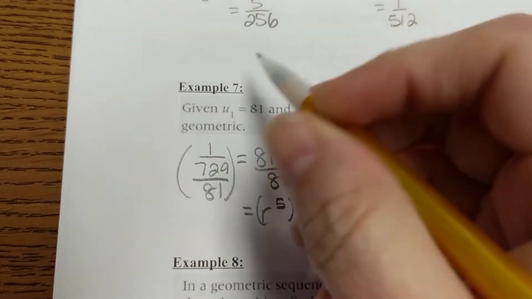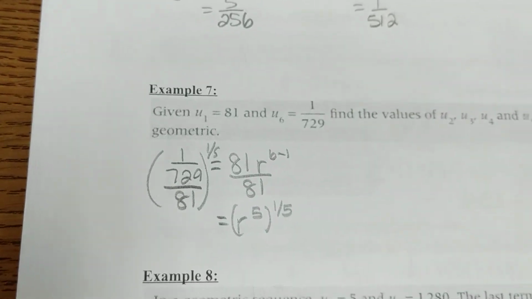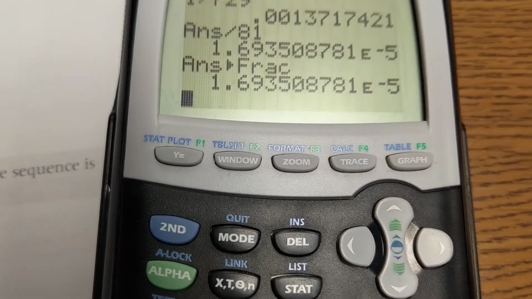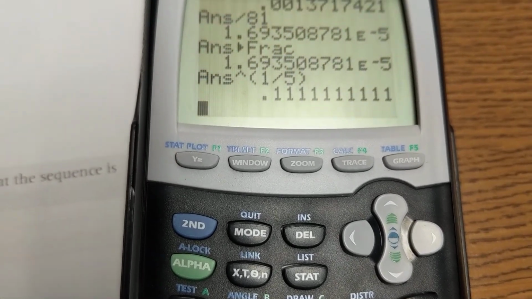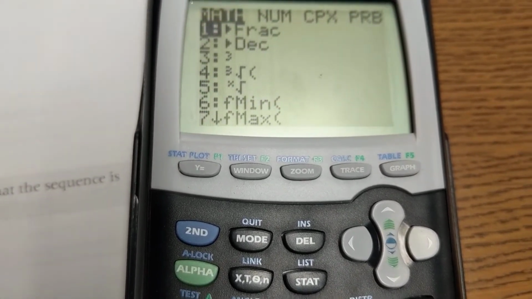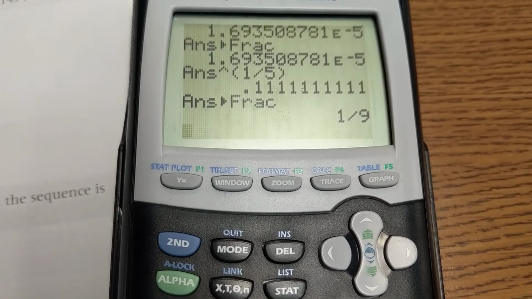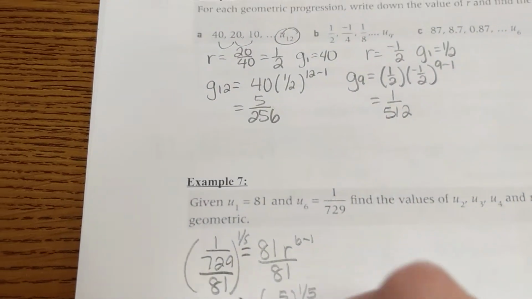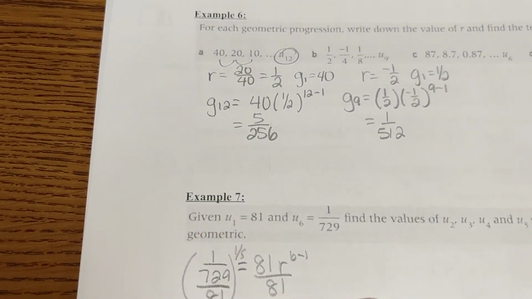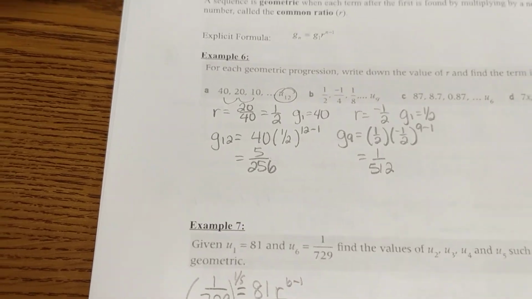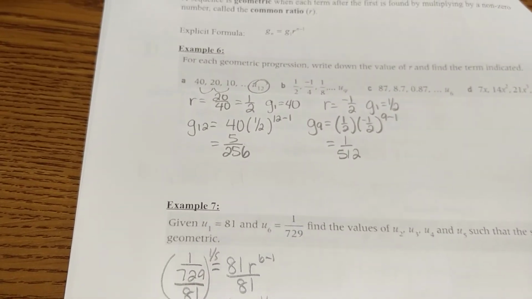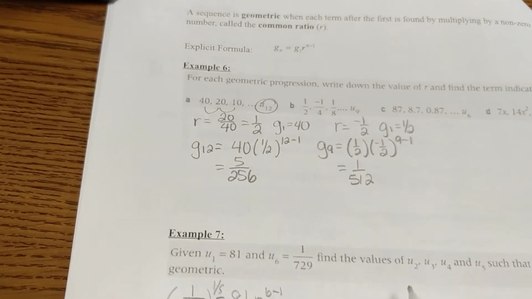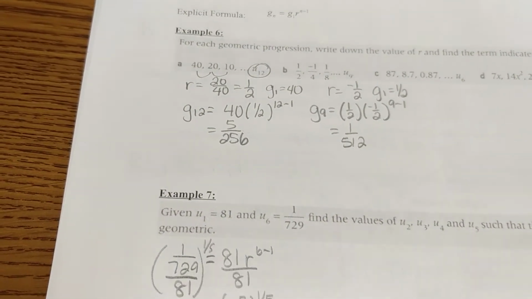So whatever this is, I'm going to take it to the 1/5 power. So on my calculator, to the 1/5 power. And now that looks a little bit more normal, and I can hit math frac on that one, and I get 1/9. So that's what my r value is. Now I have to use that. My r value was 1/9 to find u 2, 3, 4, and 5.